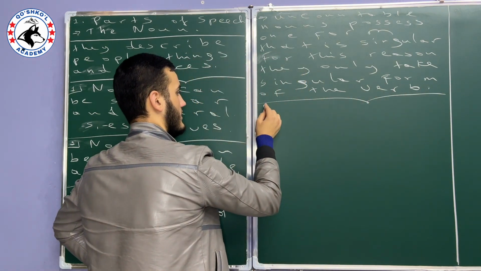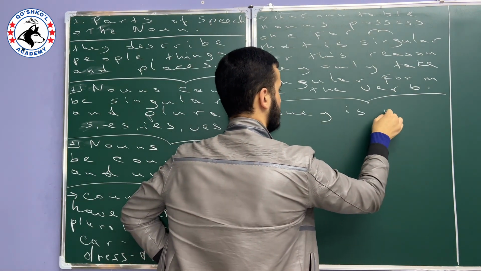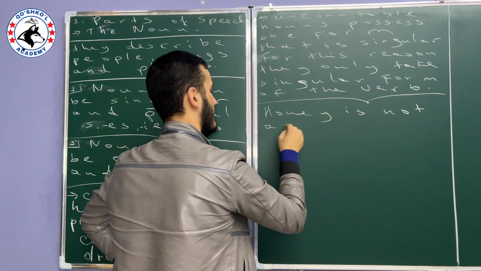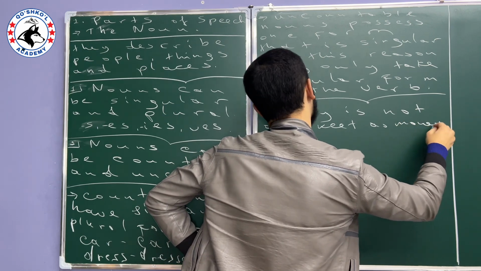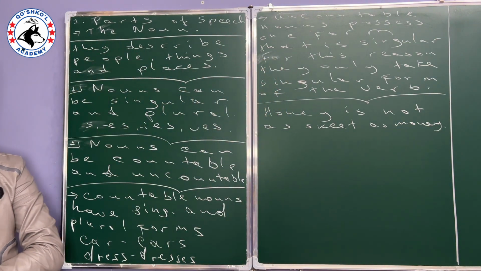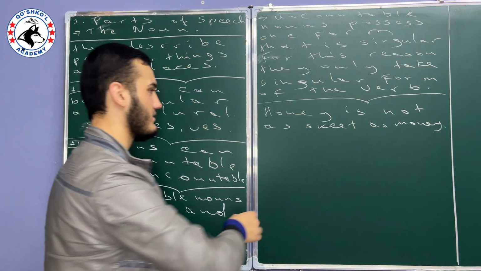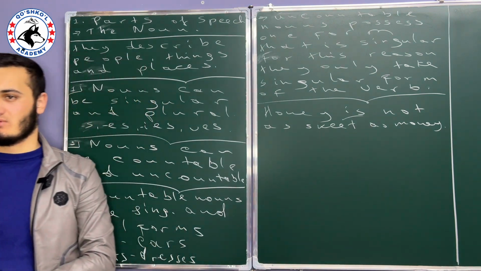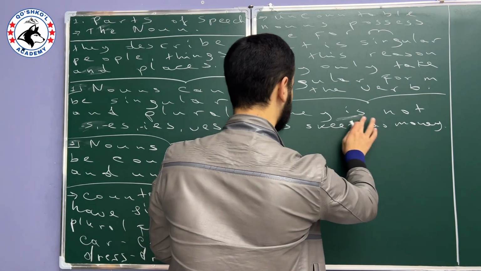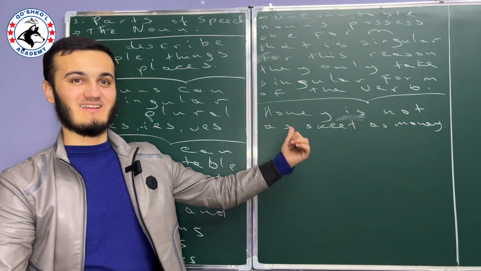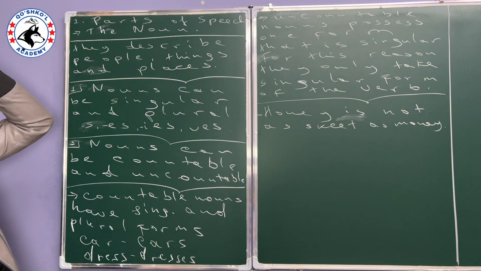For instance, honey is not as sweet as money. Oh yeah, am I right? Honey is not as sweet as money. Here I use is, not are, yes? Because honey is a singular and uncountable noun. Did you understand the meaning of honey or not? So that's enough.